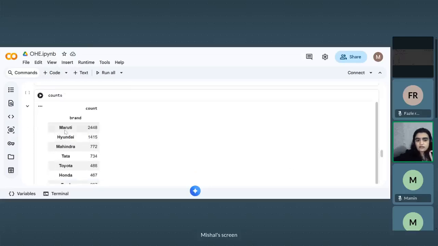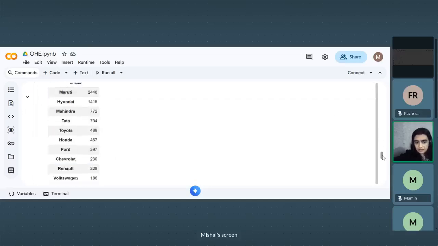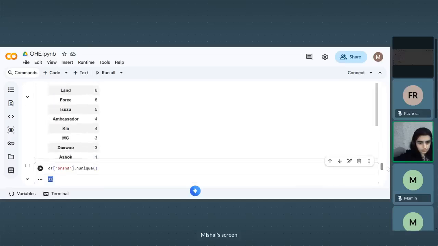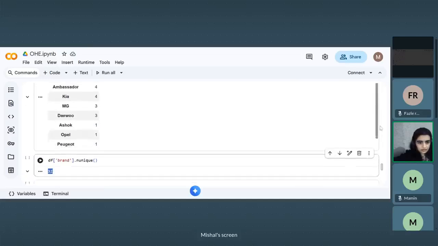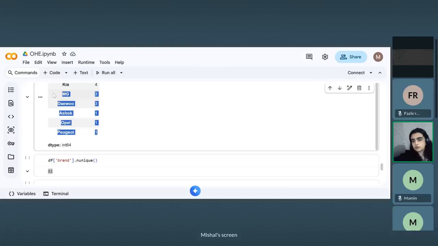So here we have 32 different categories, and we have checked the value counts. We have 2448 samples of Maruti. We have 1415 samples of Hyundai, and the same goes for other brands. And then there are a few samples from these categories, like these ones. These are really few samples. If we consider them, it will not make any bigger difference, but it will take a lot more time and a lot more space if we convert them into separate columns.